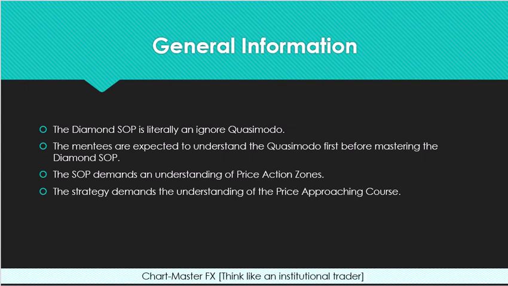The strategy demands an understanding of price approaching. So guys, as you always know, there should be a PA in order for you to place a trade. You will see that most of our big five strategies require that there should be a PA, which is price approaching. So you need to also understand and go through that course.